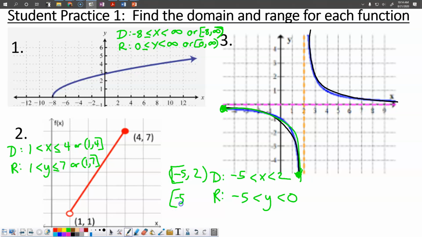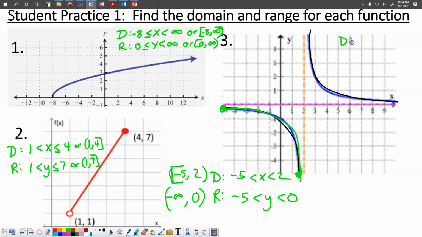Maybe you used a bracket, maybe you used parentheses. It doesn't matter. But if you chose to put infinity, then you have to use parentheses, remember, because you can't really reach infinity. So whatever way you want to do it. That's one way to do it. And then, of course, repeat that process over here.